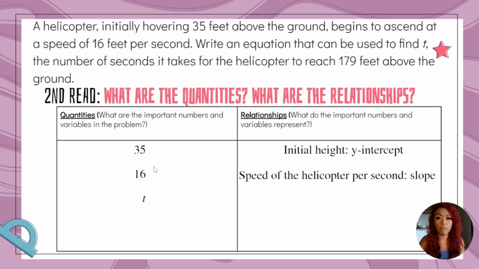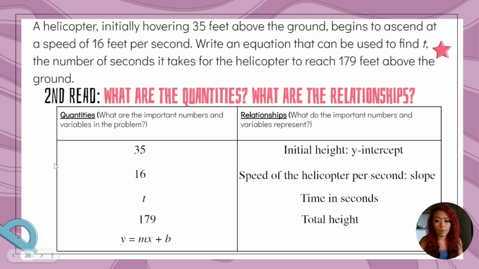Then we have t, our variable. That represents the time in seconds. We have 179, which is our total height. Then we have the equation of a line, our slope-intercept form, y equals mx plus b. And the reason why I'm putting this here is because we're going to use this form in order to write our equation.